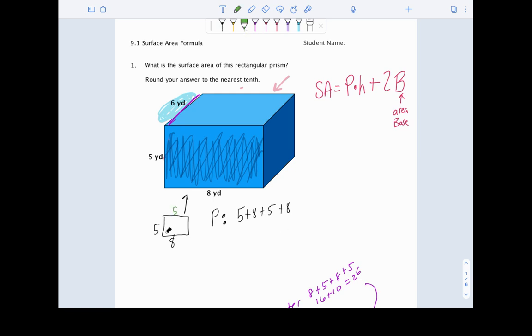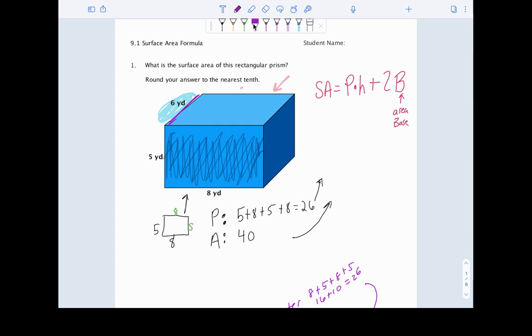I know this is 8 and this is 5 because they're the same across from each other. Okay, so that's what gives me 26. The area of the base is going to be 5 times 8. That's 40. And I'm going to take these 2 numbers and I'm going to put them into that formula.